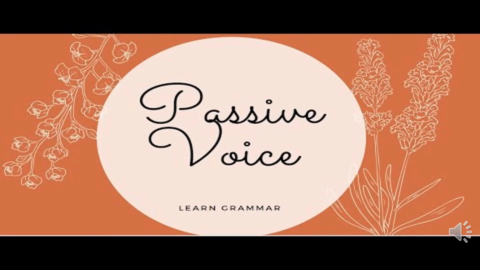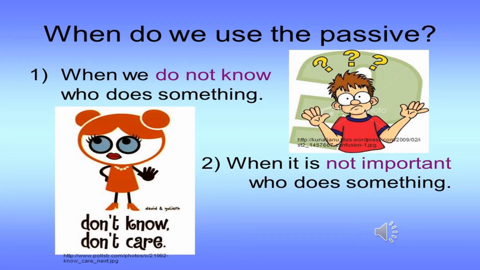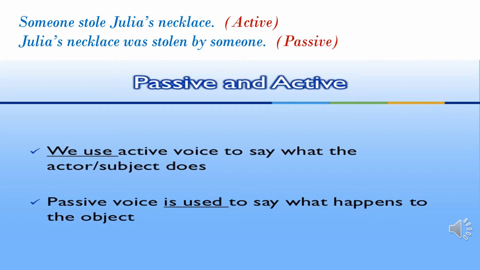Today we'll be focusing on active and passive. We mainly use the passive voice when the doer of the action is either unknown or unimportant in our sentence. Someone stole Julia's necklace. Julia's necklace was stolen by someone. Both sentences give me the same information, but the focus is different with each and every sentence.